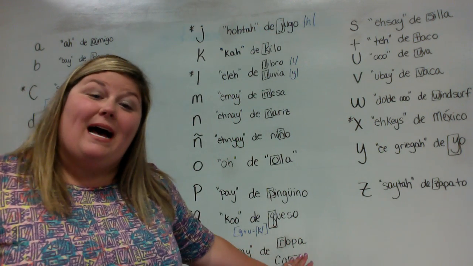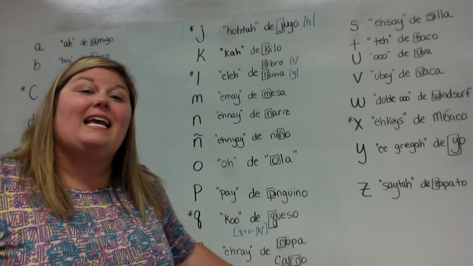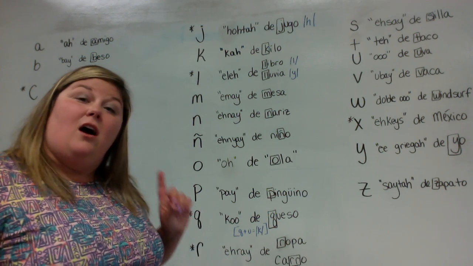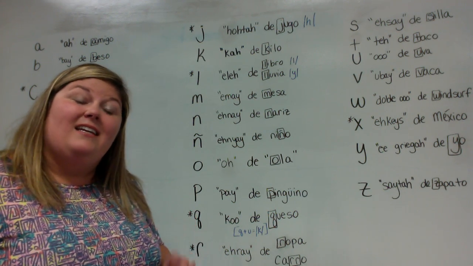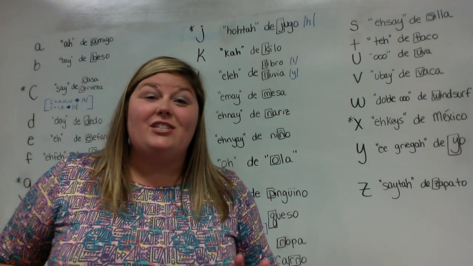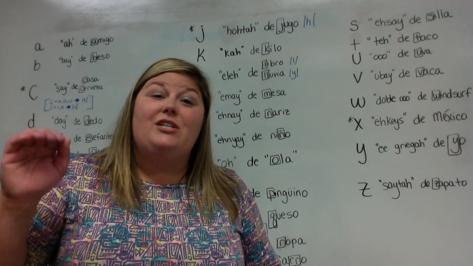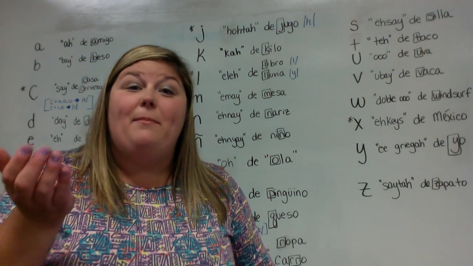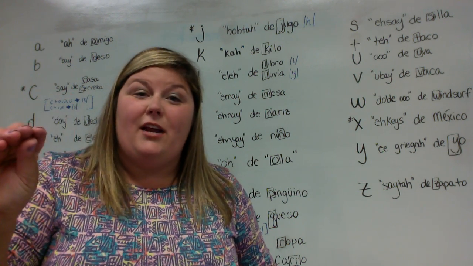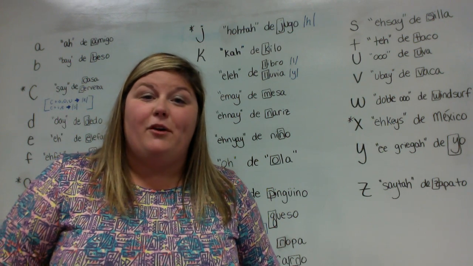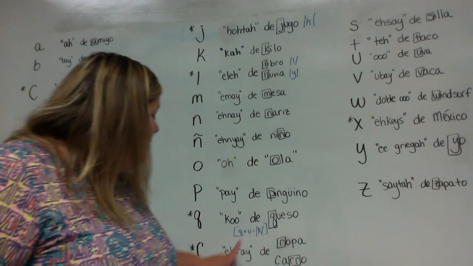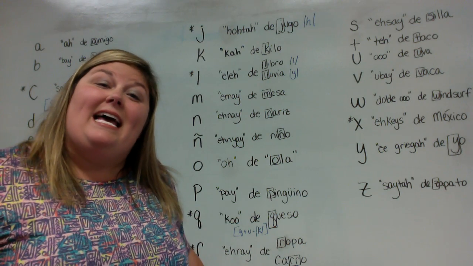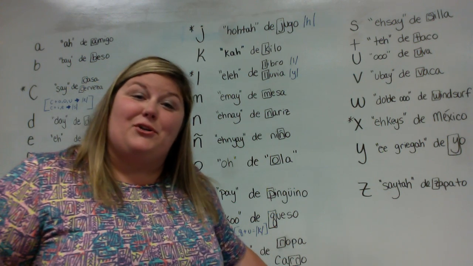R de ropa, R de carro. So one R in Spanish is R, and two R's in Spanish is R. You're going to trill: take your tongue and turn the tip up in your mouth and push the air through so that it vibrates and hits the top of your mouth. R. So R de ropa, R de carro.